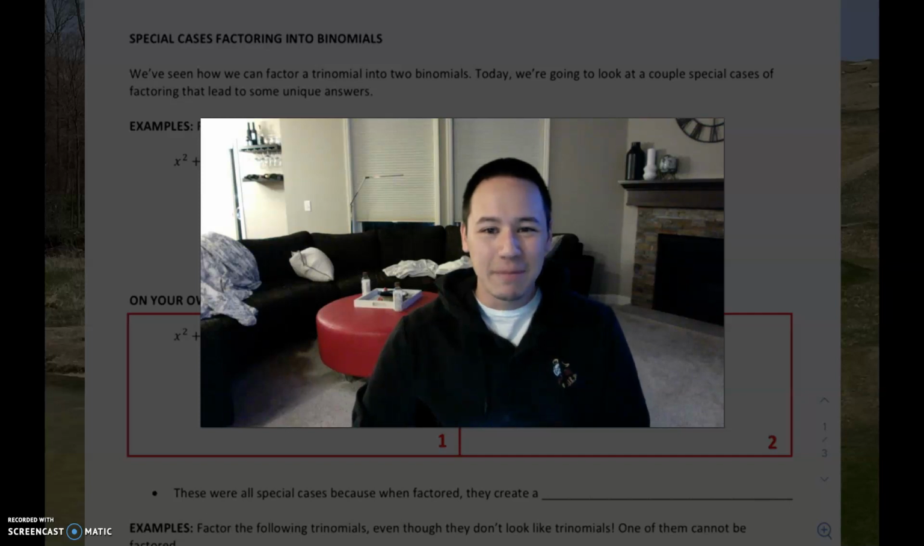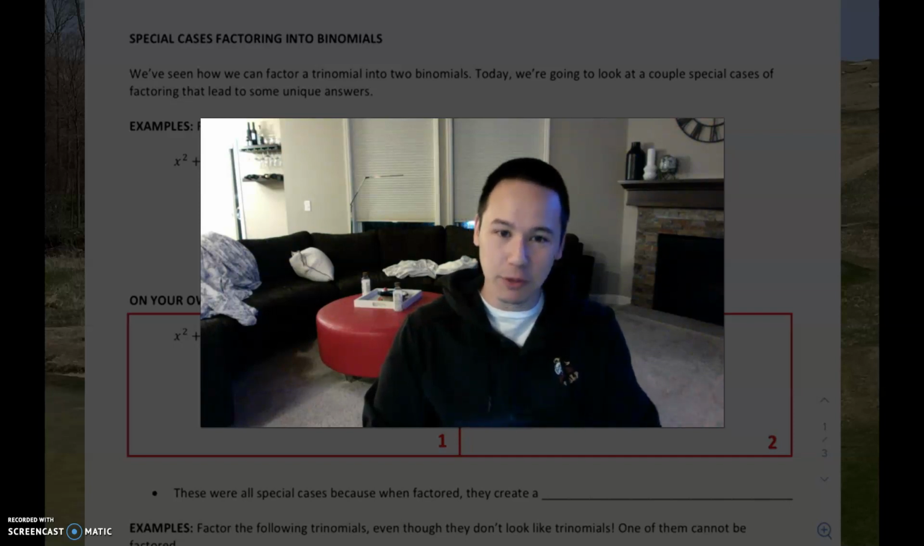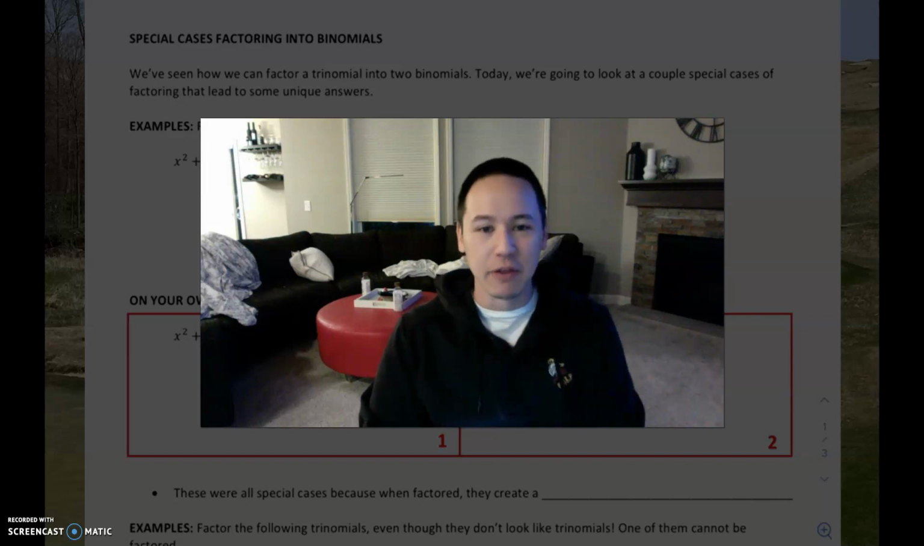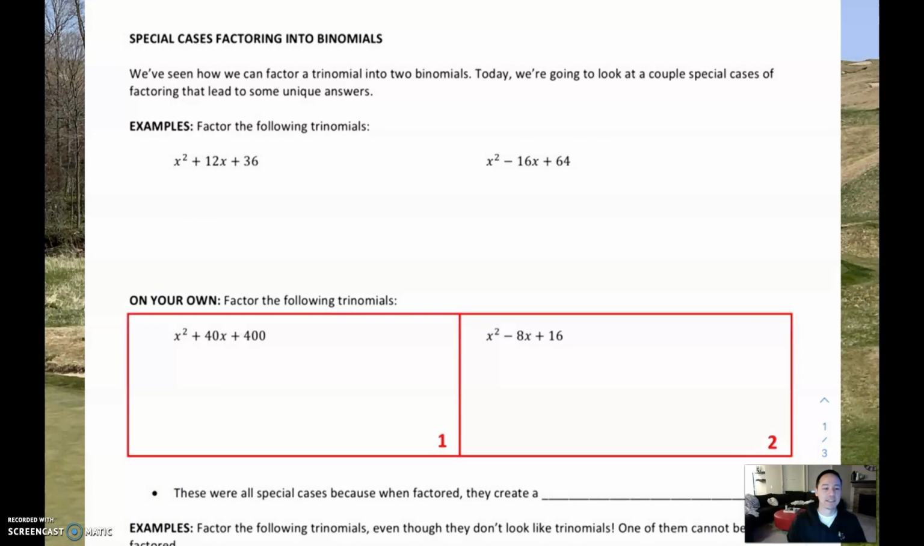All right, we've got a pretty short lesson today, and this is going to be involving factoring special cases, turning trinomials into binomials. Similar to what we did when we were multiplying, we showed you some special cases. Now we're going to go backwards and again see how those special cases show up. So let's take a look at special cases.